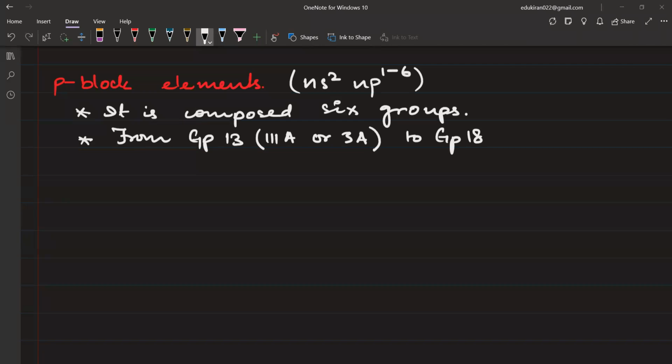ठीक है, बस आप लोग के ध्यान के लिए हम यहाँ पे बता दे रहे हैं. This is also sometimes written as group 18 as 1, 2, 3 A or 8A. ठीक है. Right, next remarks.